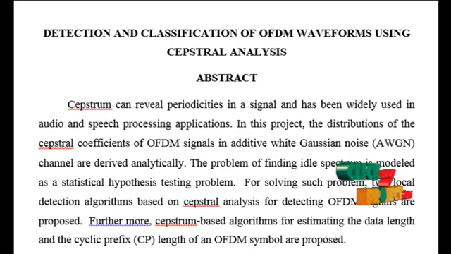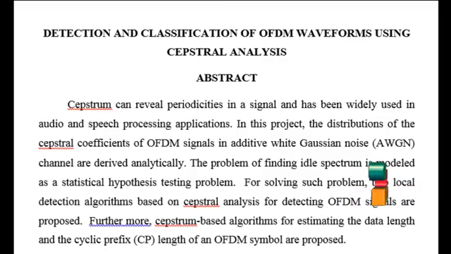Cepstral analysis can reveal periodicities in a signal and has been widely used in audio and speech processing applications. In this process, the distribution of the Cepstral coefficients of OFDM signals in an additive white Gaussian noise channel is derived analytically. The problem of finding the ideal spectrum is modeled as a statistical hypothesis testing problem. For solving such a problem, two local detection algorithms based on Cepstral analysis for detecting OFDM signals are proposed.